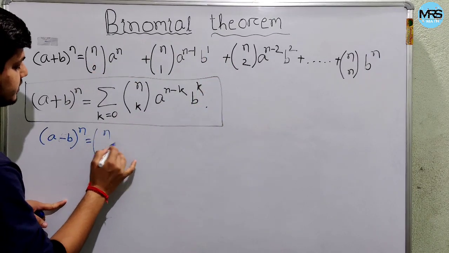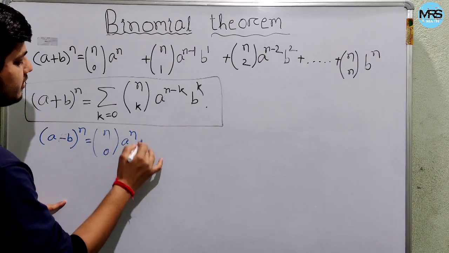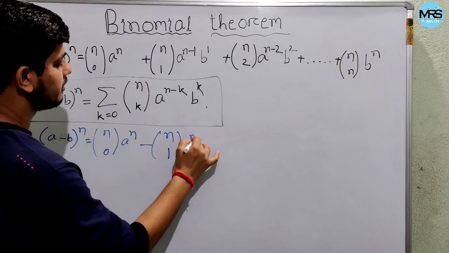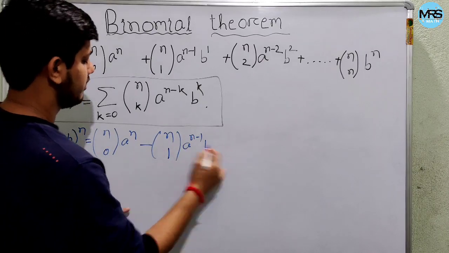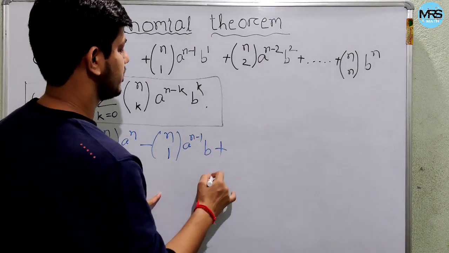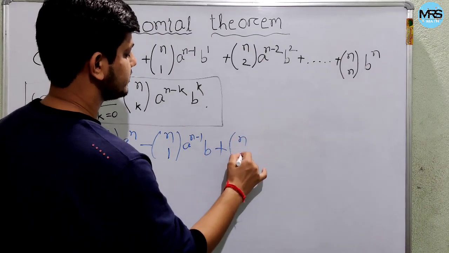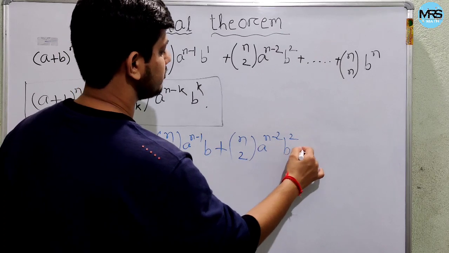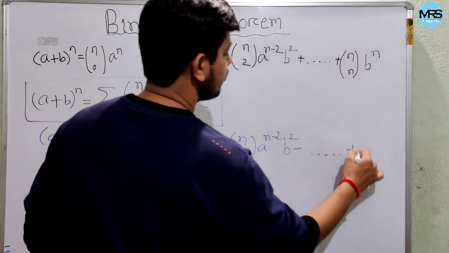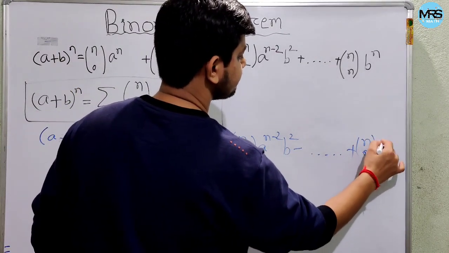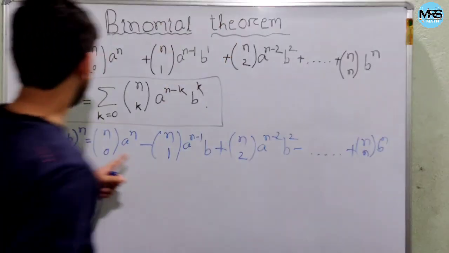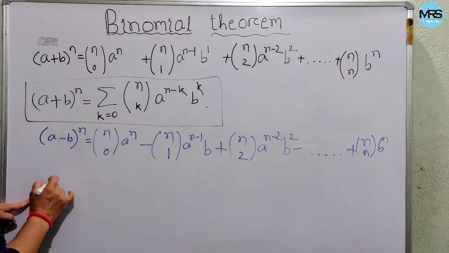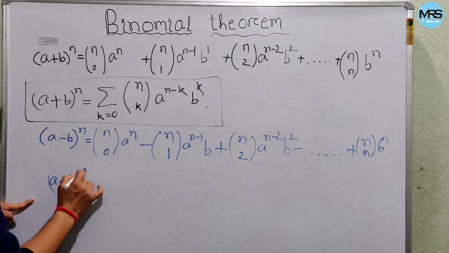So let me write nC0 a to the power n, then it will be minus nC1 a to the power n minus 1 b. Then this one will be plus, right? nC2 a to the power n minus 2 b squared. Then this will be minus. Similarly we will write. Okay students, so this is (a minus b) to the power n.